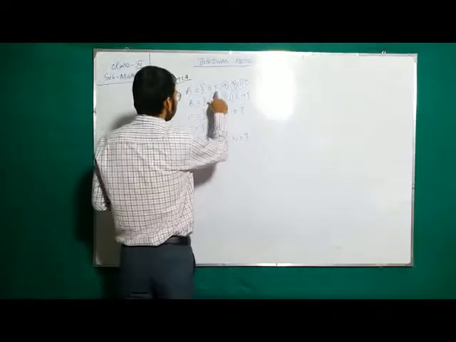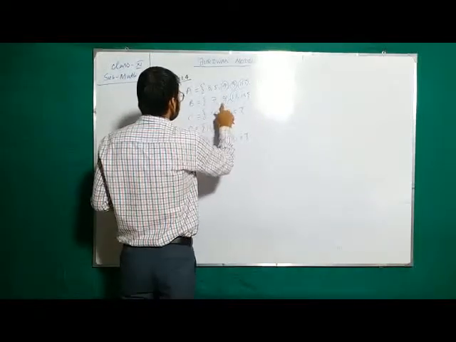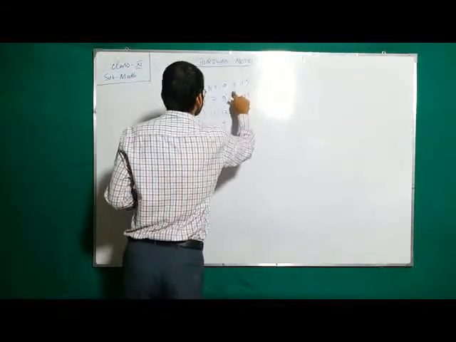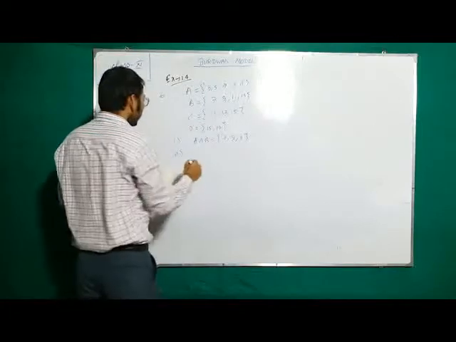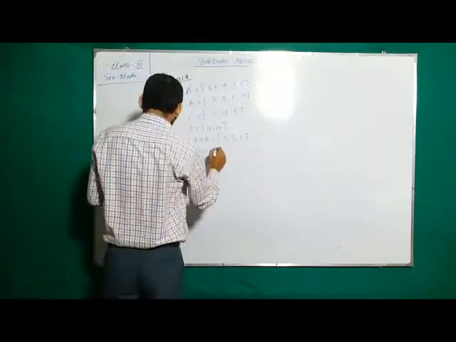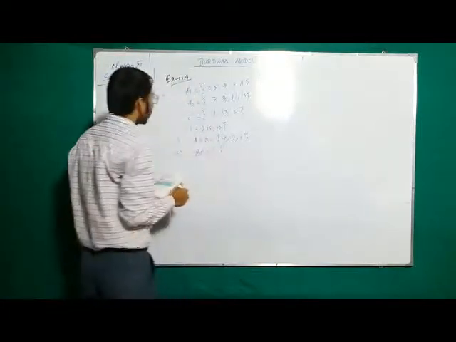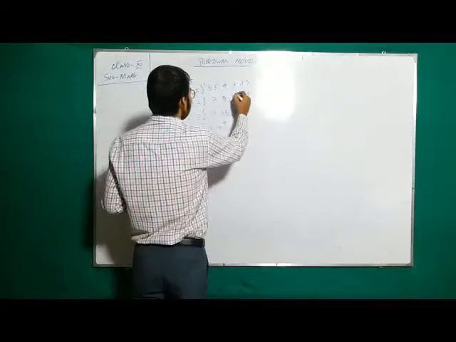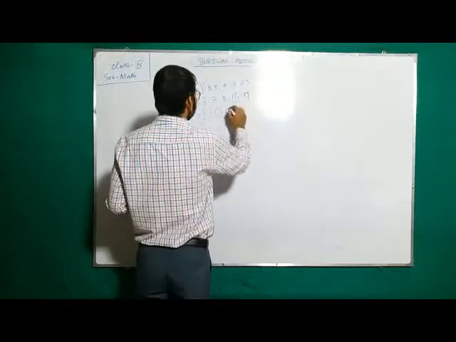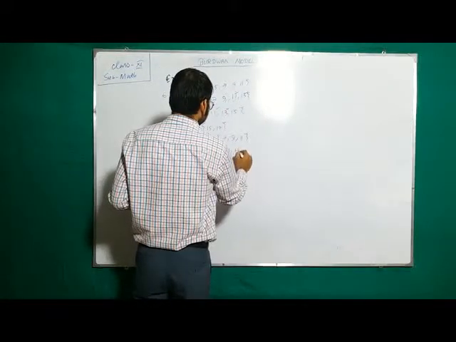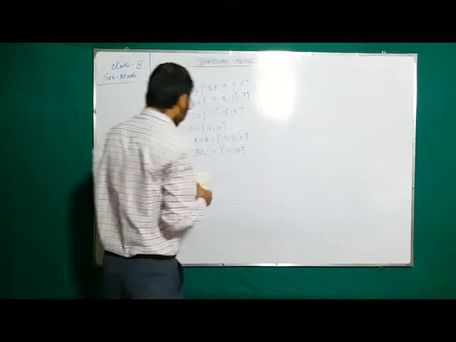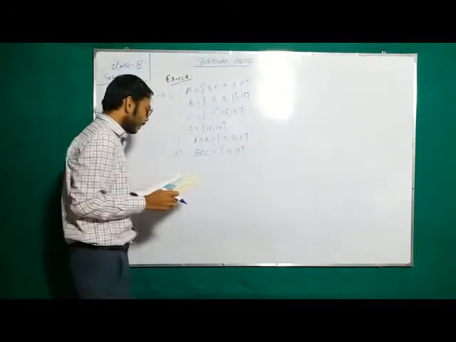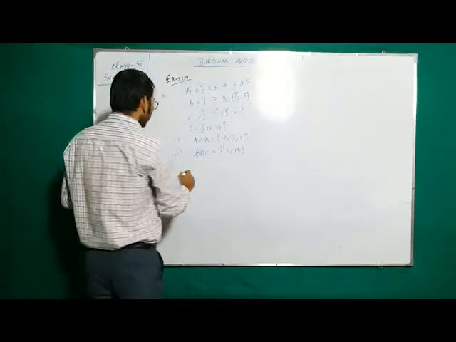Now move on to the next one, question number 2. B intersection C. So the common elements of B and C. You can see that the common elements are 11 and 13. So B intersection C contains two elements, 11 and 13.